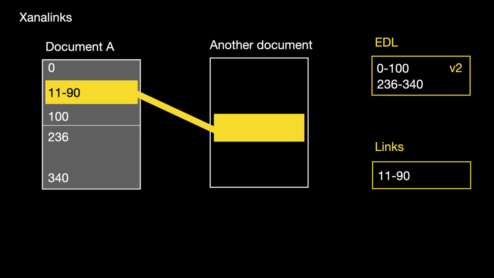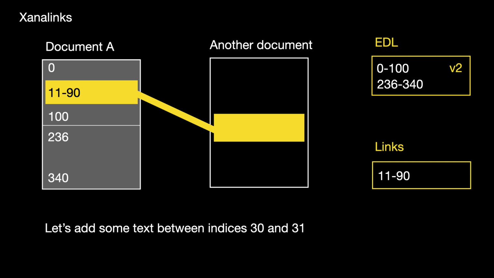Now let's see how stabilized addresses help with floating links. Here we have two documents connected by a floating link, which in Project Xanadu would be called a Xana link. For now, we'll focus only on the left side of the link. Let's say it covers content addresses from 11 to 90. No matter how document A changes over time, the link will always remain attached to that range of text.